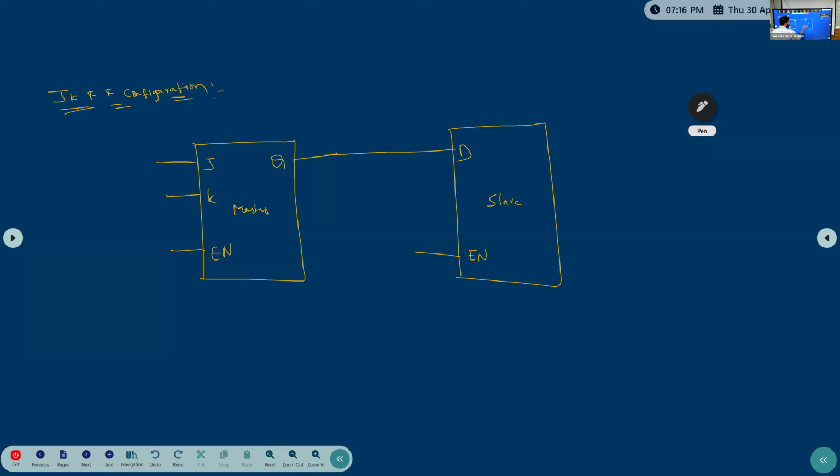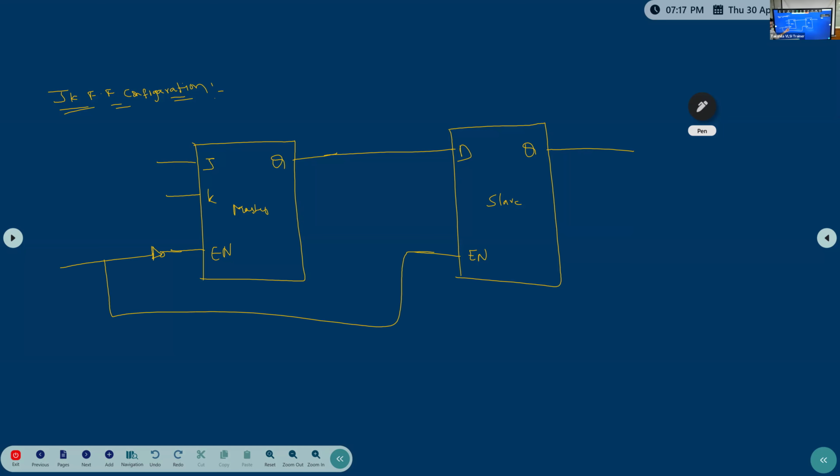Enable, you can write enable Q. Clear? So now if I want to make this a positive level triggered, my master should be negative level, and my slave should be positive. Okay, this is negative level, positive level.